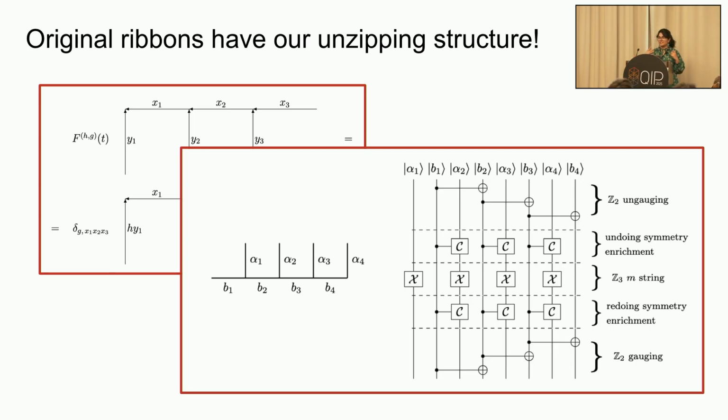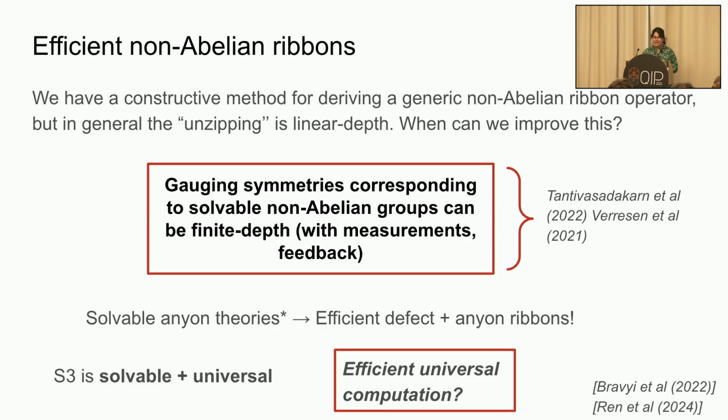So yeah, this is really, I would say, the underlying structure of these ribbon operators. And then just as a comment on the practicality side of things, this also gives a nice way of understanding when you can have efficient circuits for non-abelian ribbons, because the bound on depth is coming from this ungauging and gauging procedure.